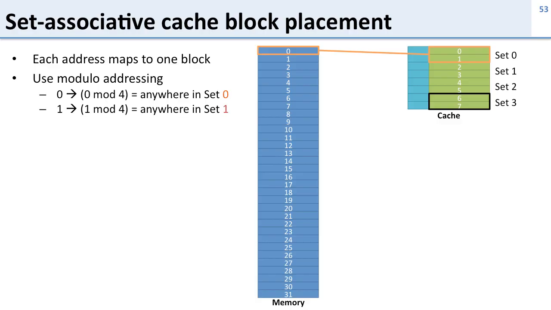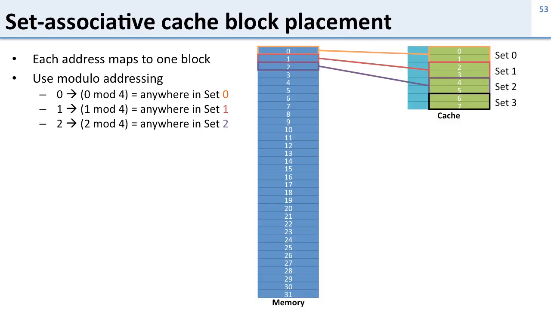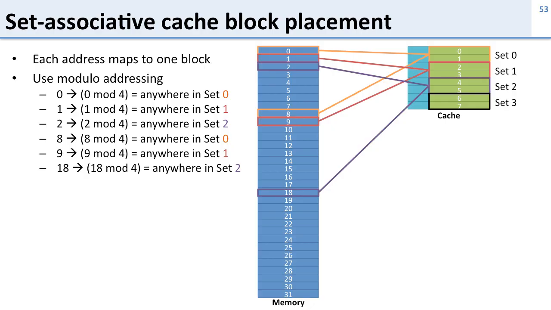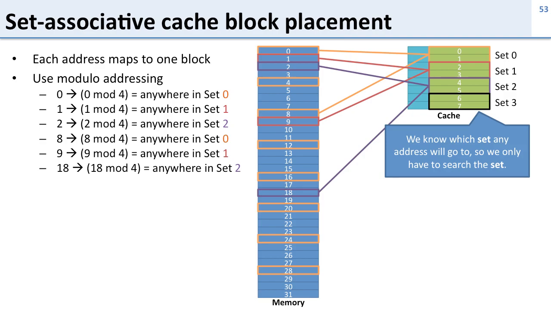Address 1 mod 4 is going to go to anywhere in set 1. 2 is going to go 2 mod 4 anywhere in set 2. Address 8 is going to go anywhere in set 0. Address 9 anywhere in set 1, etc. Address 18 anywhere in set 2. So what you can see here is that every 4th cache line is now going to be able to map to anywhere in the first set. So we know which set any address is going to go into. When we go to search the cache, we only have to search all the blocks within that set.